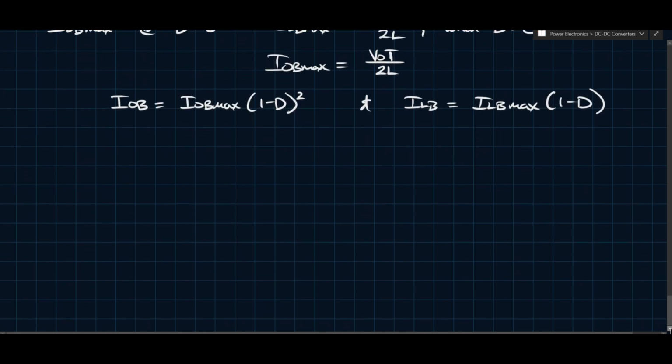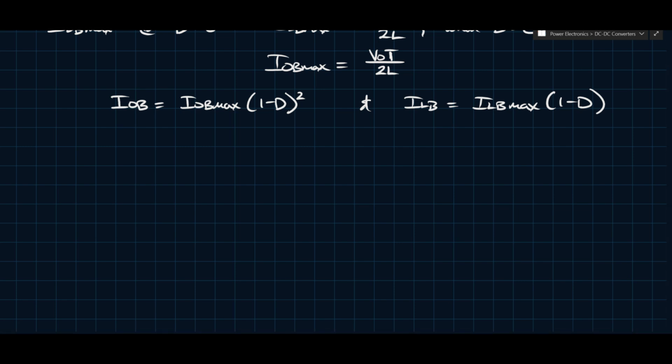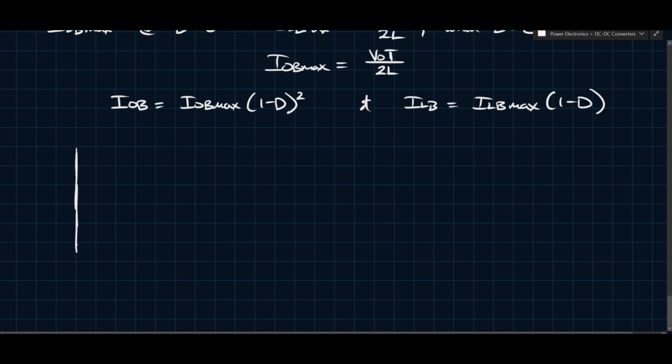So we have these equations, and then we're going to go into DCM, having established these two relationships for the boundary. If we look at DCM mode, again, we know that the inductor current will be 0 for some duration of the time, and that's one of the key characteristics of DCM mode of operation, but the voltage waveform also changes slightly.